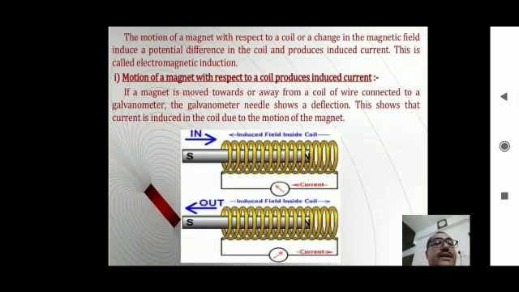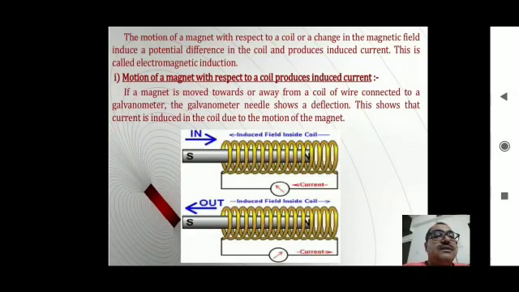Okay, now next topic, what is meant by electromagnetic induction? So students, the motion of the magnet with respect to the coil or change in the magnetic field induces a potential difference in the coil and produces induced current. This is called electromagnetic induction. It means that induced current can be generated when we take a magnet and pass it through the coil. So here there are two activities.